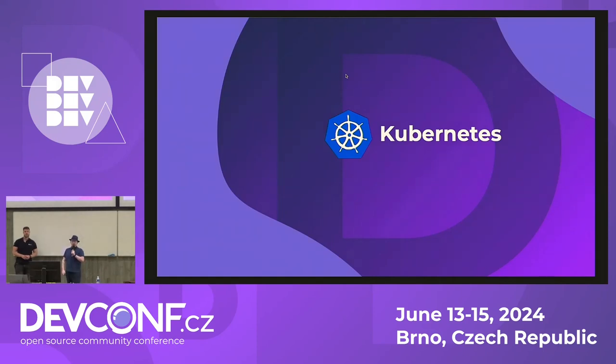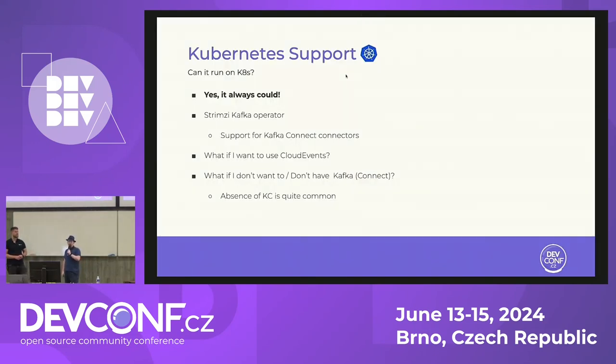So Kubernetes, right? We are here primarily because of Kubernetes. So can Debezium run on top of Kubernetes? The answer is yes. It always could, because Debezium was primarily conceived as a set of Kafka Connect source connectors. And if you know anything about Kafka Connect and Kubernetes, you probably heard about the Strimzi Kafka operator, which supports Kafka connectors. So with the help of Strimzi, you could have always run Debezium on top of Kubernetes.